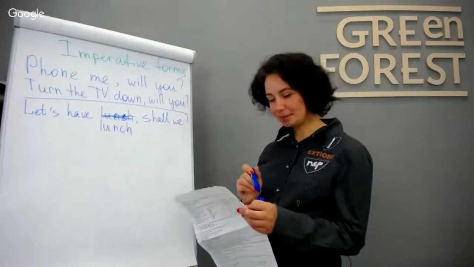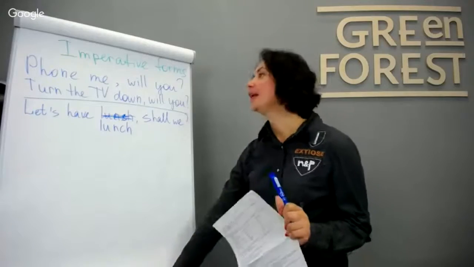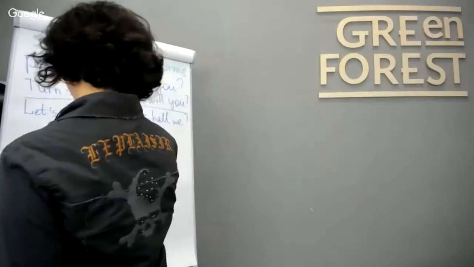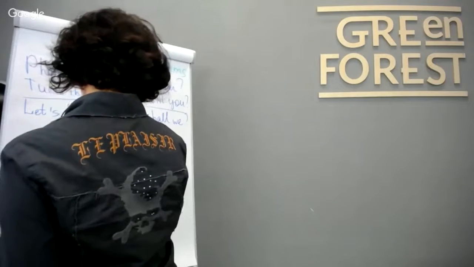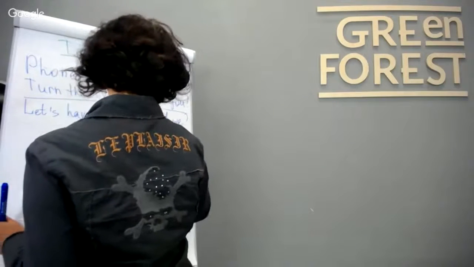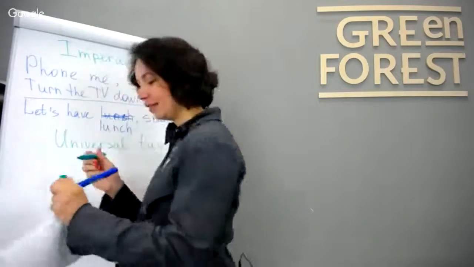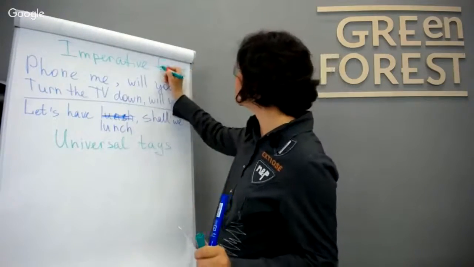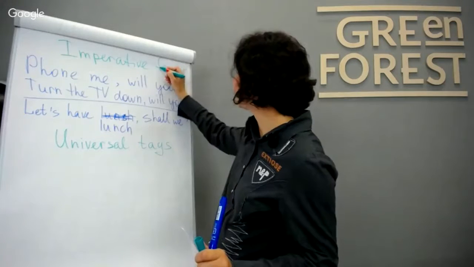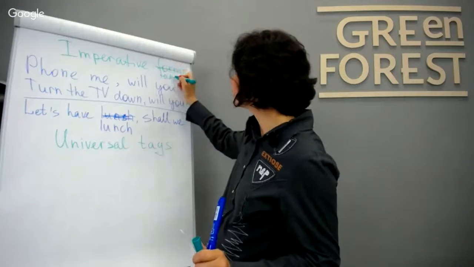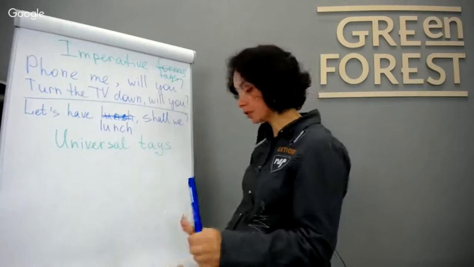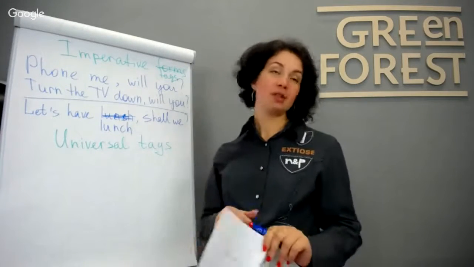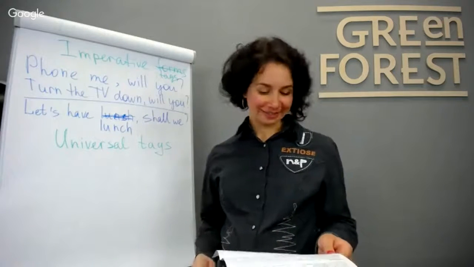And we have one more thing that you need to remember. This is about universal tags. I love them because they are universal. These can be used with imperative forms too, not only with statements. What kind of universal tags do we have? We have such tags as right or yeah.